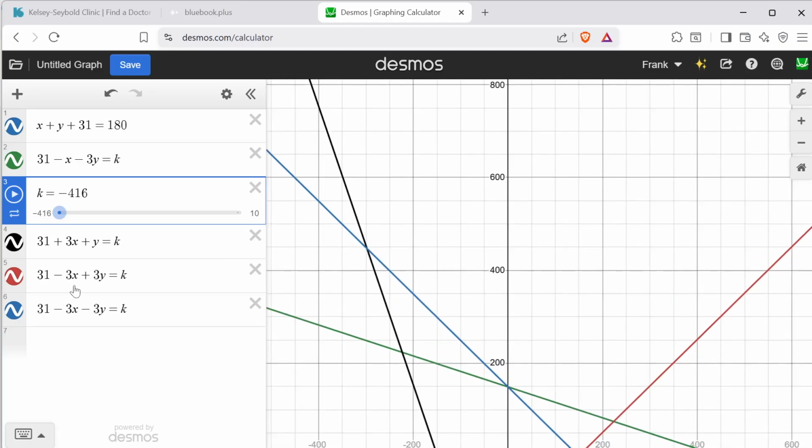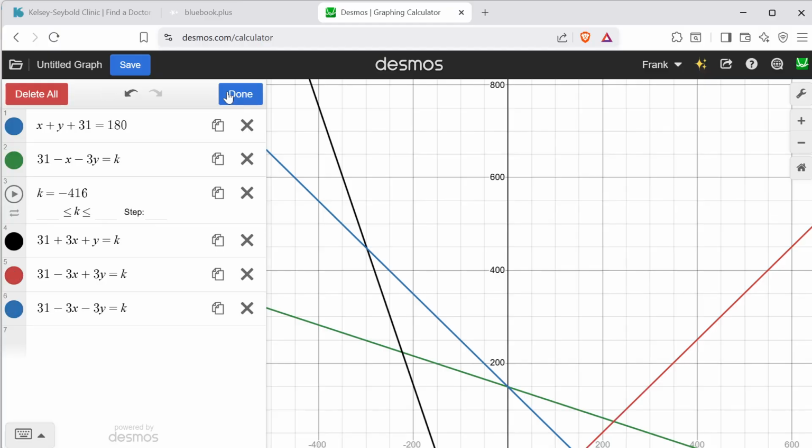Wait a minute. Oh, they're both blue. Hold on. Is there a way to change that? I know there's a way to change it, but I don't remember right now. I'll have to figure it out later. Oh, here it is. I will assign black. No, I will assign orange. Okay, now I've done it.